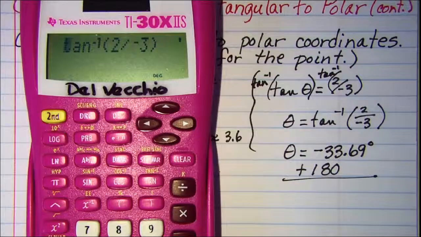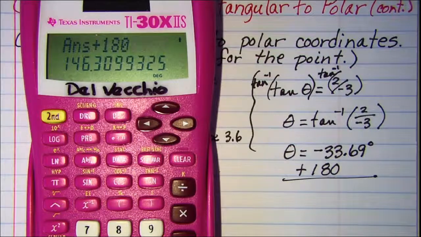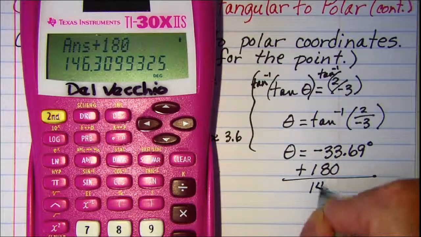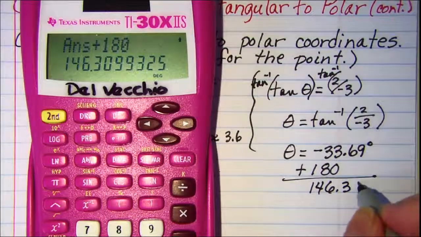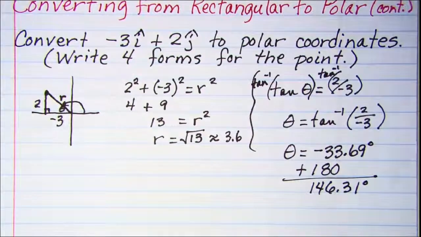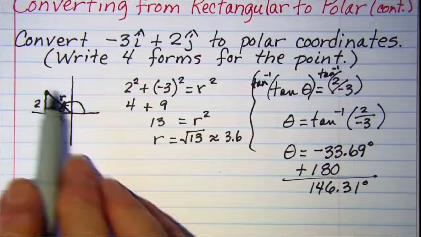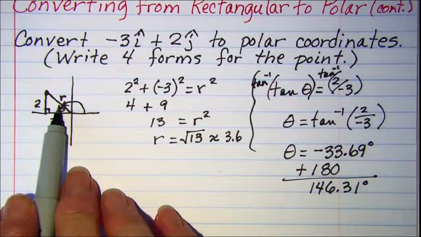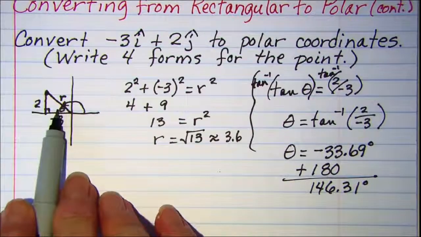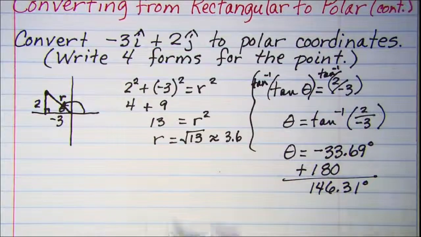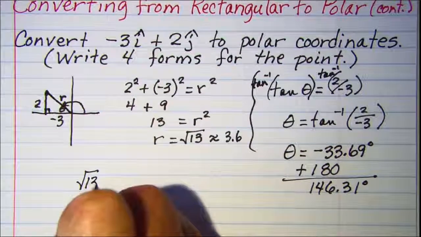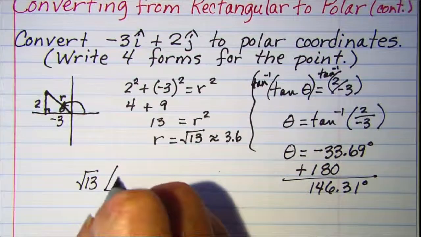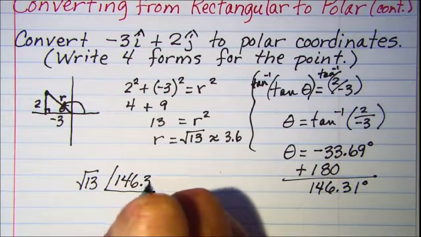So let's add 180 to that value, and we get 146.31. Now this is more like it. The theta value is 146.31, which is in quadrant 2. So one of the forms for our answer is root 13 at 146.31 degrees.